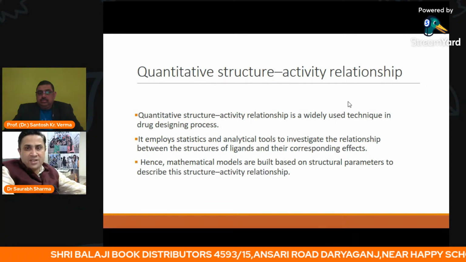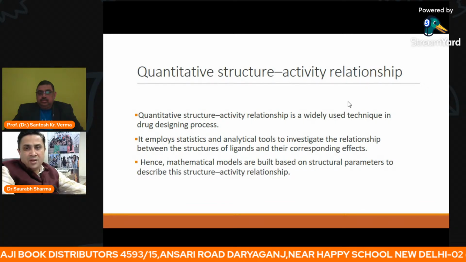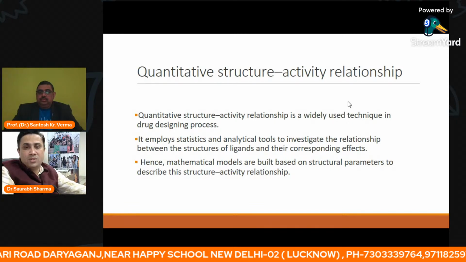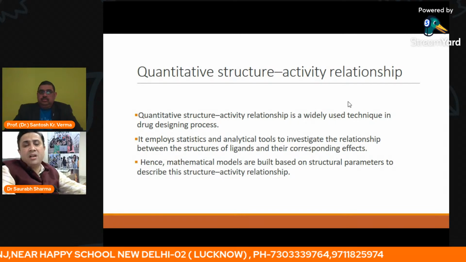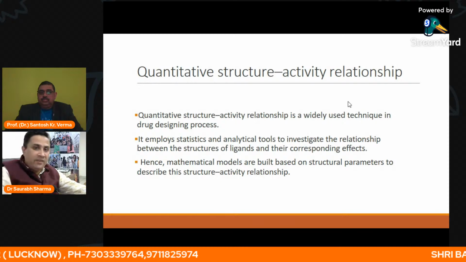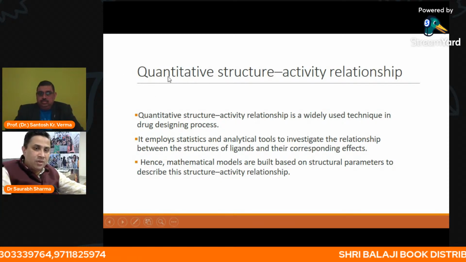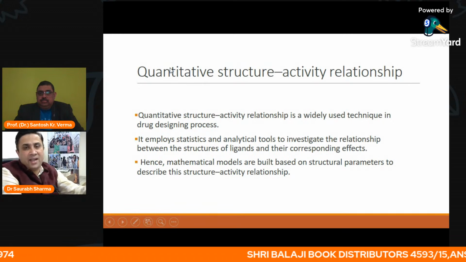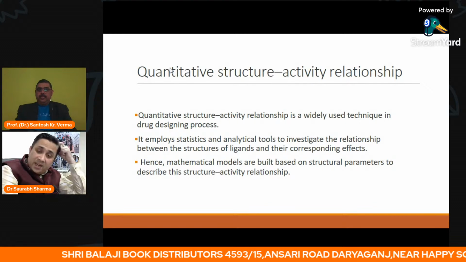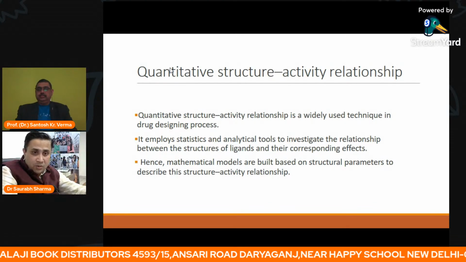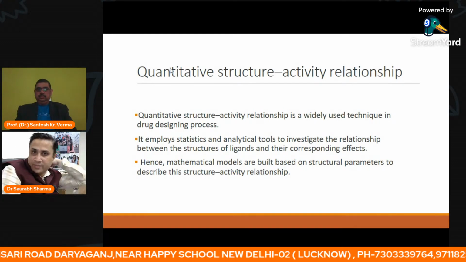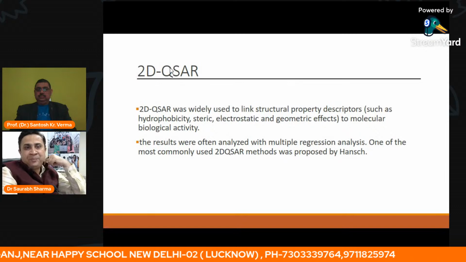Now, quantitative structure activity relationship, obviously, is a widely used technique nowadays, and it employs statistics and analytical tools to investigate the relationship between the structure of ligands and their corresponding effects. Here the term is quantitative. If we are studying the interaction of ligand and target, quantitative analysis should be there. If better compounds are to be screened, quantitative parameters should be there, and those parameters are involved in QSAR studies.